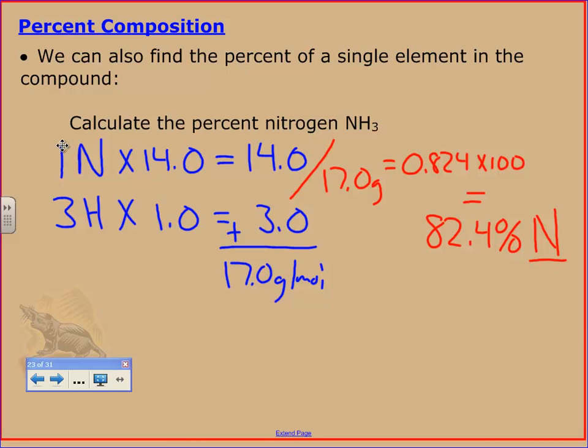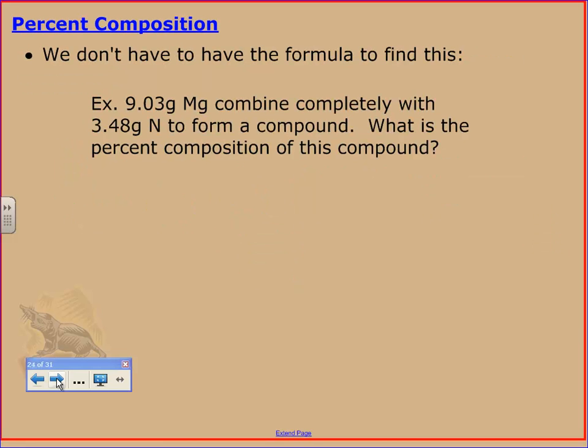Now you could easily calculate the hydrogen, or you could just subtract from 100, but we don't really need to. It just asks for nitrogen. If you look at this slide, we don't even have to have the formula to be able to find the percent. In this example, I've got 9.03 grams of magnesium and 3.48 grams of nitrogen, and they form a compound. The question asks us, what's the percent composition?